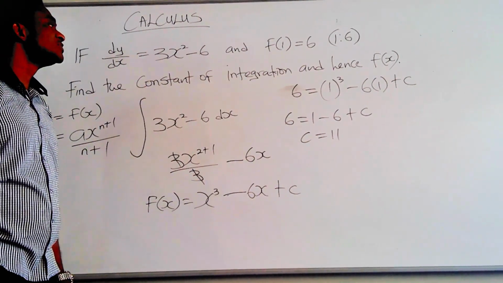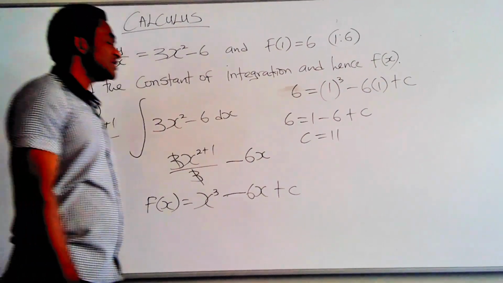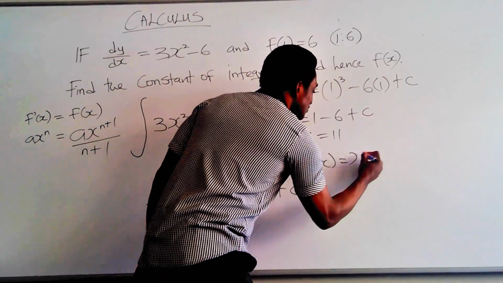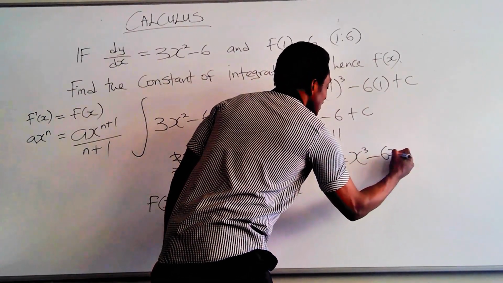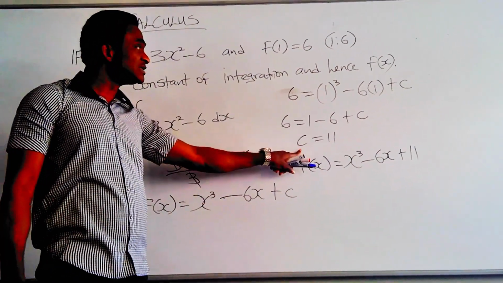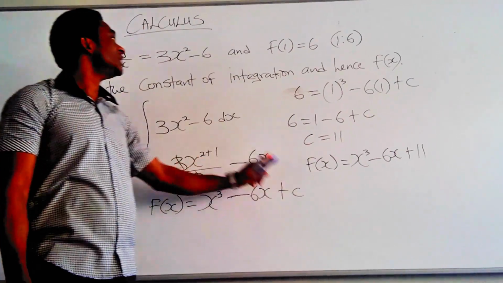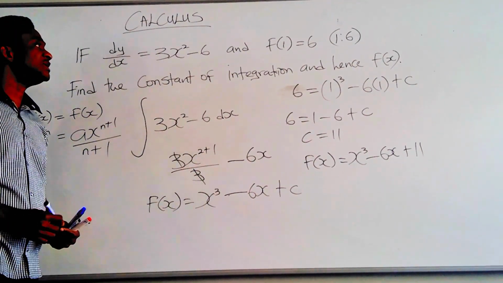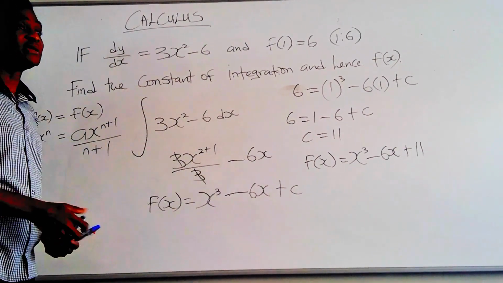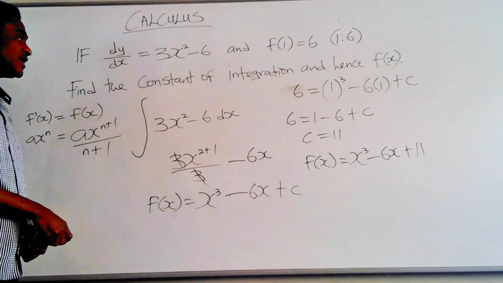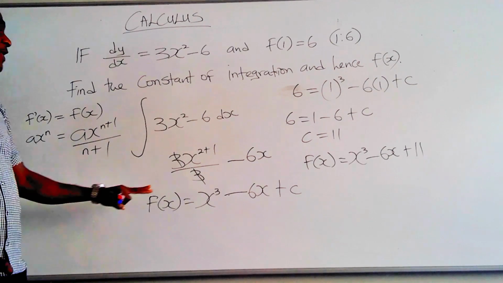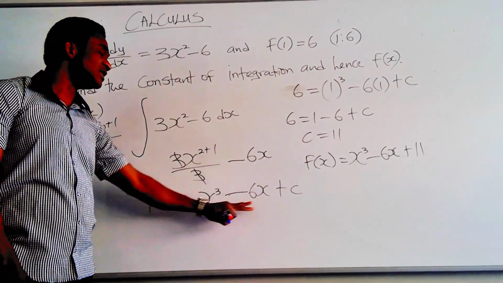Our c becomes 11. Then the equation will now be x cubed minus 6x plus 11, and that is the function. So this is our constant of integration, and this is our function, and this is how we go about this. Getting from our first derivative and bringing back the original function that gave rise to this. Because the concept of integration is very important.